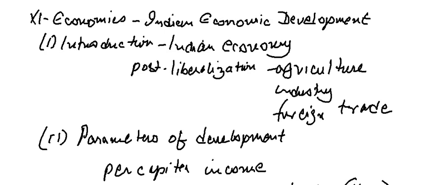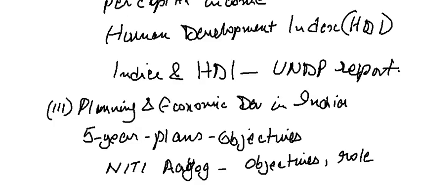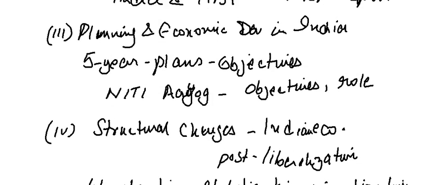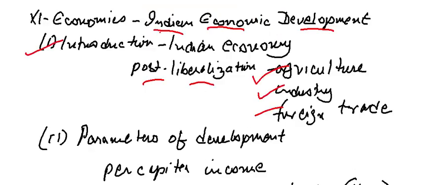This section is Indian economic development. So there are 3 keywords. First, you have to know the introduction to the Indian economy, that is post liberalization, after we opened up to the world. Three things you have to study: how agriculture, industry and foreign trade changed after this opening up. Next, the second part is the planning part. This we have to understand, and before that, just one sec.